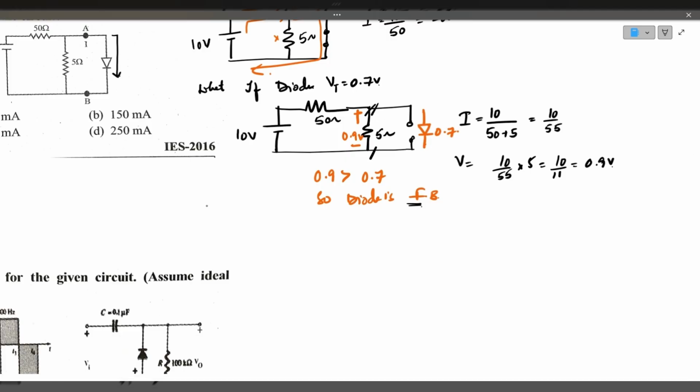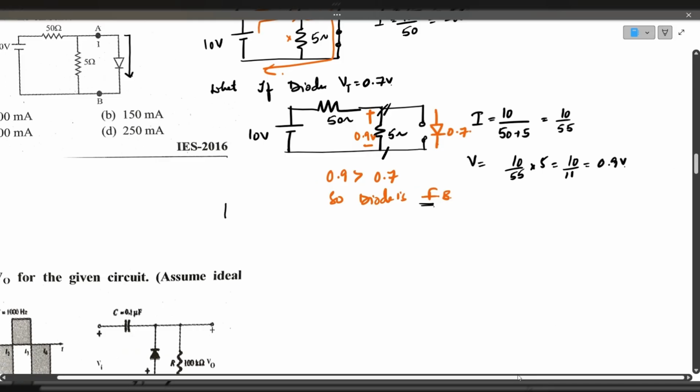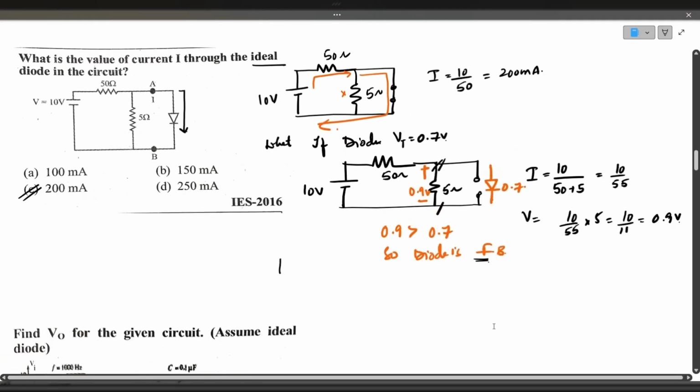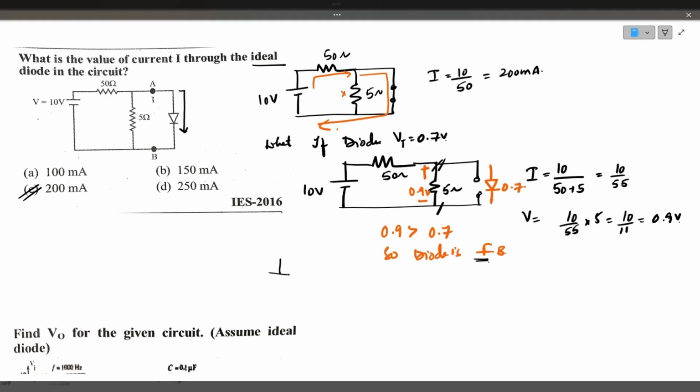So if you redraw the circuit, considering that the diode is forward biased, this is 10 volts, 50 ohms, 5 ohms, and here it is 0.7 volts. That is the voltage drop across the diode.